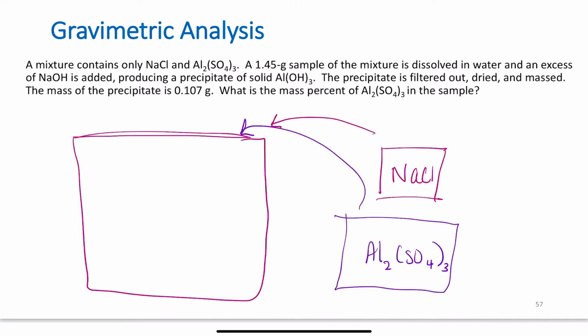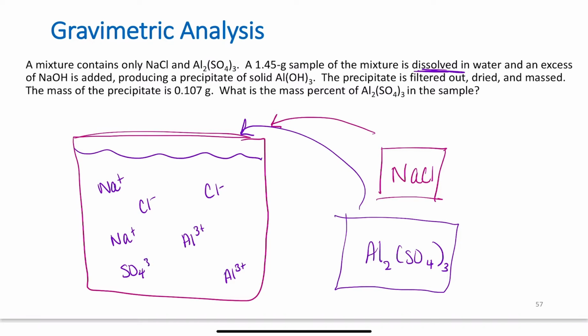Now, we haven't explicitly talked about solubility rules yet, but we will get there. But the way this is written, saying dissolved in water, tells me that everything in here is soluble. What's it going to look like in solution then? So here's my water. I'm going to have sodium ions floating around and chloride ions floating around. And I'm going to have aluminum ions floating around and sulfate ions floating around. So they're all just floating around minding their own business, okay?